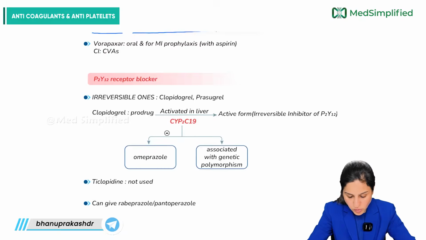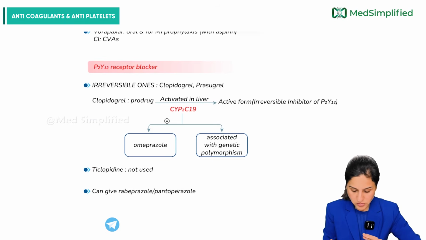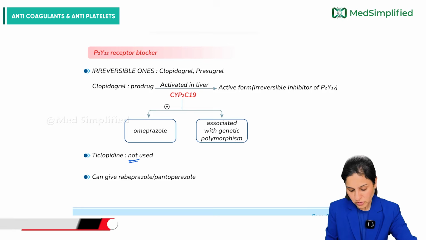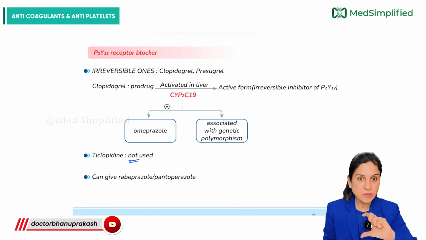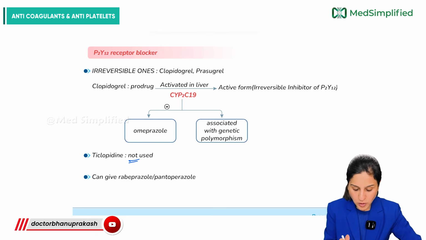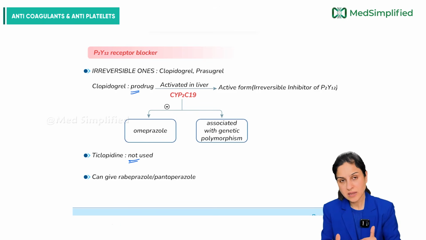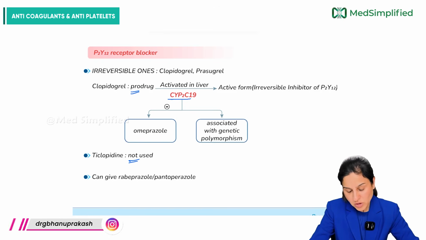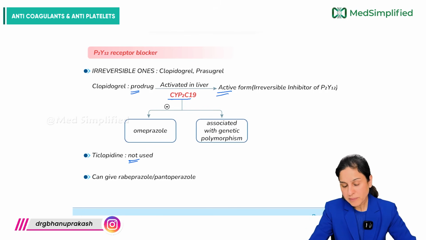Then P2Y12 blockers. Very, very important ones are clopidogrel and prasugrel. There is also ticlopidine. We don't use that because it has a lot of side effects, but yes, we use clopidogrel. Now, we did in the question before the interaction between omeprazole and clopidogrel. So what is this clopidogrel? It's actually a prodrug which needs to be activated in the body. In the liver, the cytochrome enzyme CYP2C19 activates it. Until it is activated, it won't be able to produce the effect.